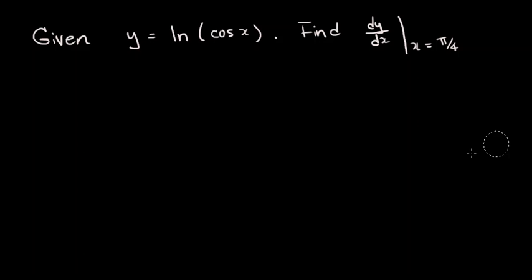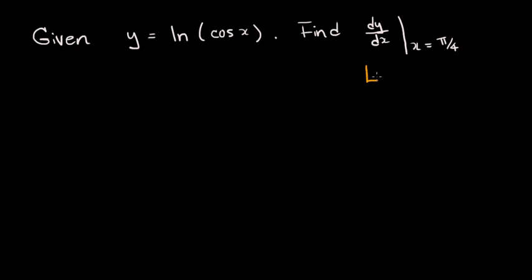Okay, here we're being asked to find the derivative of this function and evaluate that derivative at x equals pi over 4. And that function, of course, is a composite function, which is going to require the chain rule. So let's use Leibniz notation here.